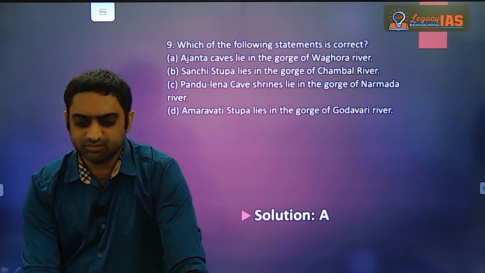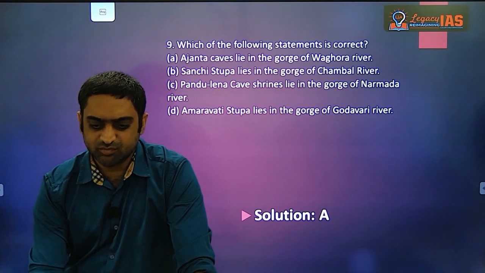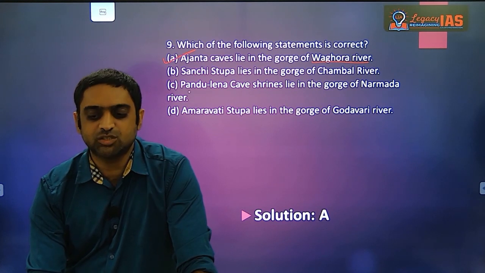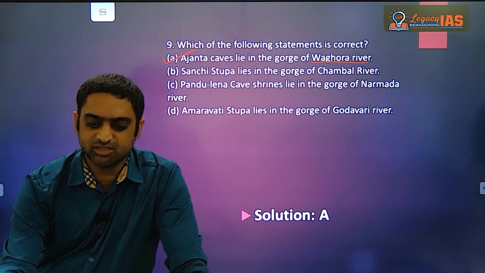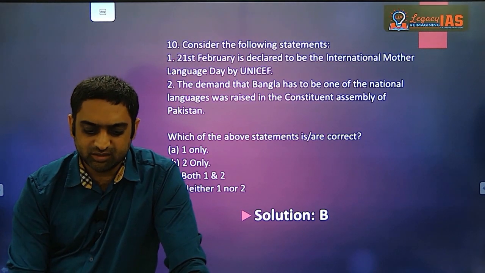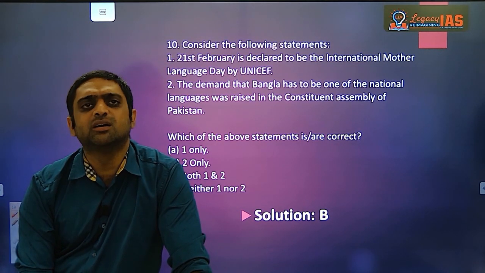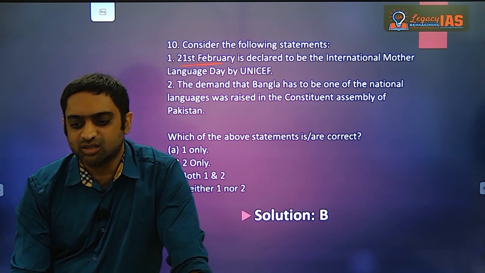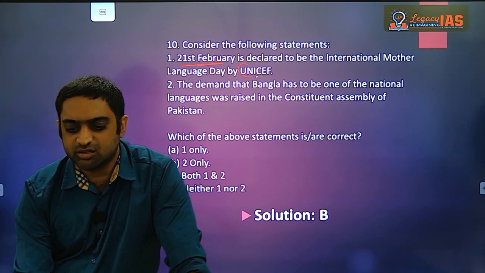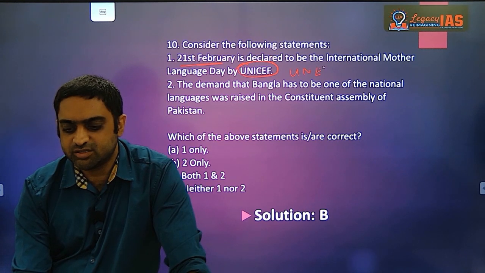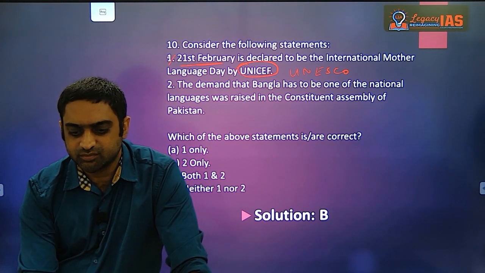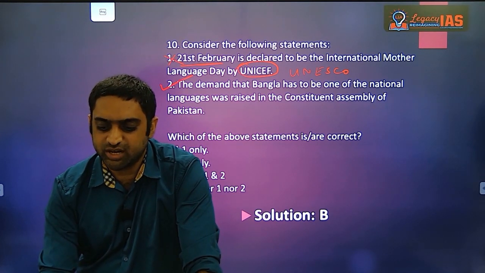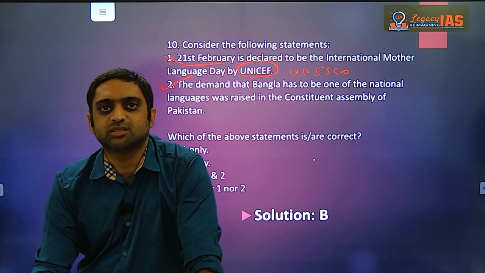Coming to the ninth question, which is a very direct question. Which river passes through this Ajanta cave? The correct answer is A. And on the next question, many of you would have made a mistake. No doubt 21st February is International Mother Language Day, but this is not by UNICEF, it is UNESCO. Hence the first statement is wrong and the second statement is correct. The correct answer here is B, 2 only.